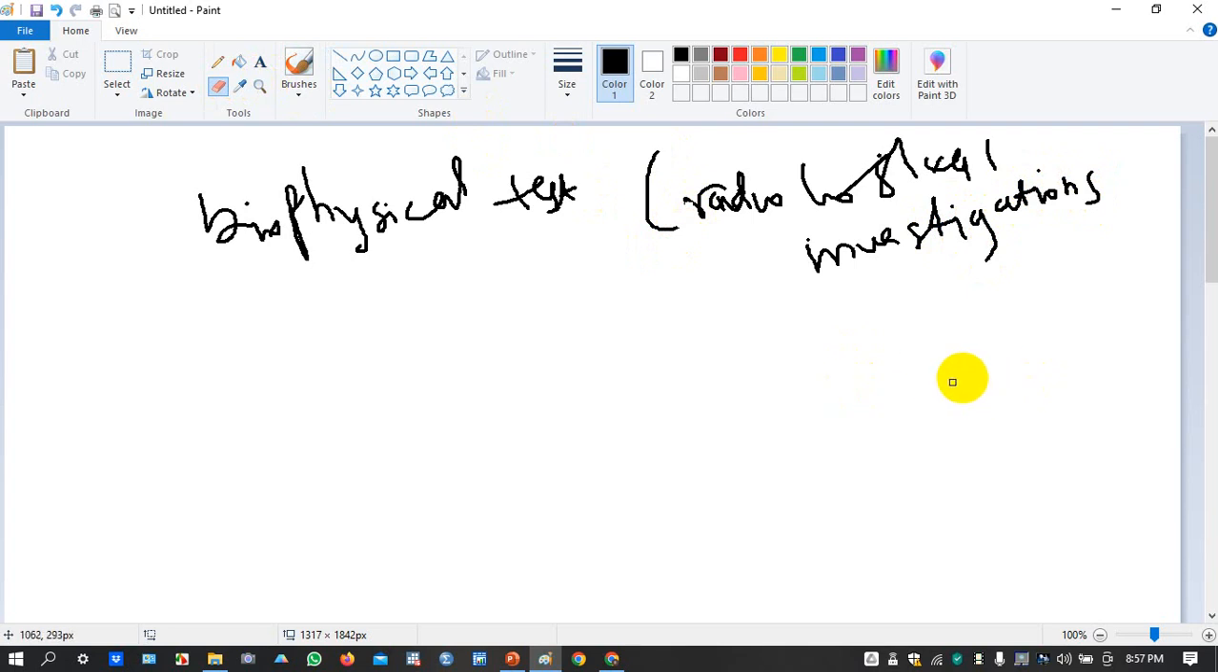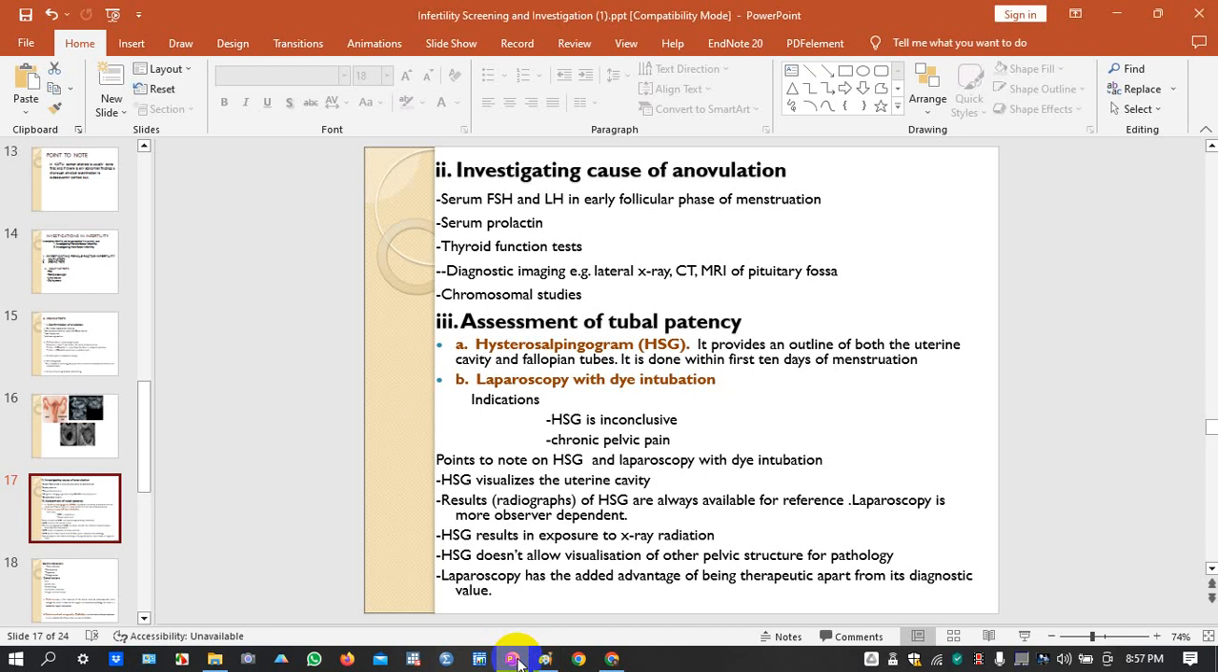So by way of radiological investigations, what are we looking for? We will do X-ray, computed tomographic scan, magnetic resonance imaging of the pituitary fossa or the pituitary gland, and we also do karyotyping. We study the chromosomes of the mother to find out whether she has any abnormalities. Then we assess the patency of the tubes.